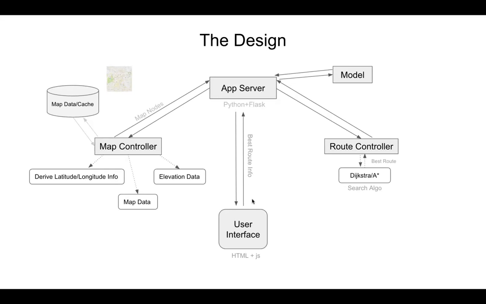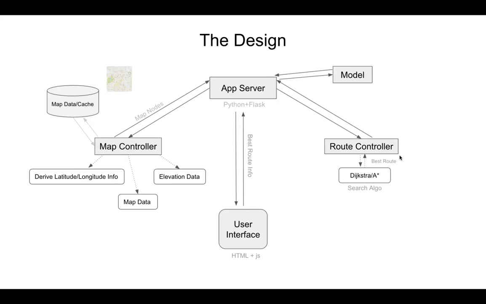Once the user submits these details, a request is made to the backend. The app server, which uses Python and Flask, receives this request. This invokes the map controller, which derives the latitude and longitude information, the map data, and the elevation data from the map database. This will be used by the actual routing algorithm for further optimization.